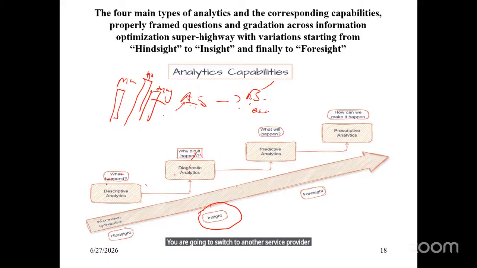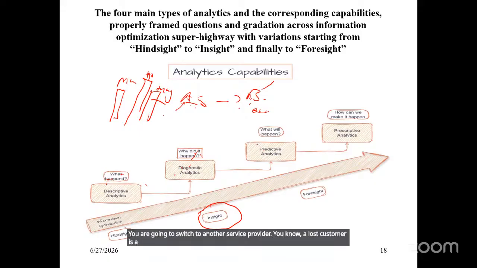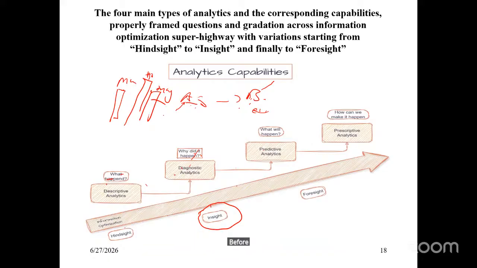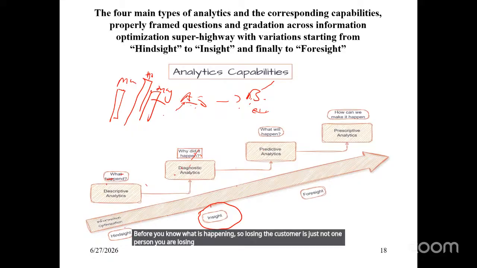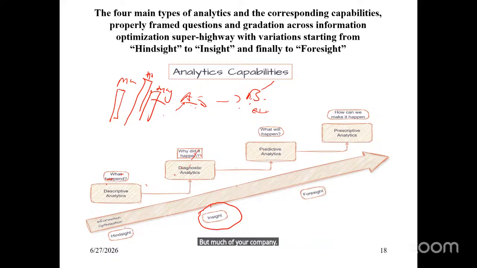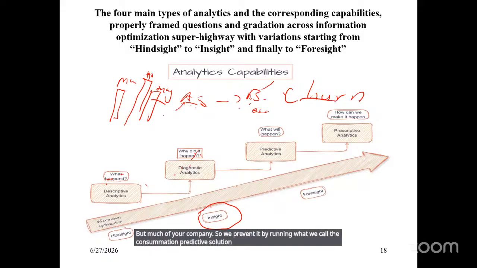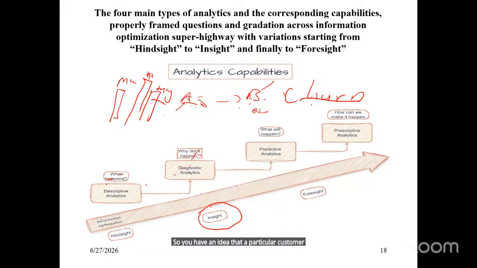You know, a lost customer is a potential enemy that will badmouth you. It's not just you are losing one person. You may lose a lot of customers through that person that is leaving, because he may move his family away. His family also are connected to other people. Before you know what is happening. So losing a customer is just not one person you are losing. You are creating more people that badmouth your company. So we prevent it by running what we call the customer churn predictive solution. So you have an idea that a particular customer may run away so that you can take action to prevent them from actually going.